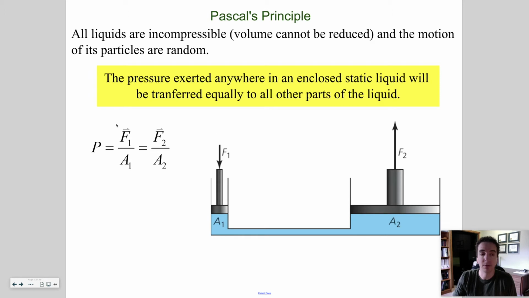This is what it looks like in terms of the formulas that you're going to have to do. Pressure is force per unit area. So notice the pressure exerted anywhere in an enclosed liquid. So here we've got pressure at location 1, pressure at location 2 is transferred equally to all other parts of the liquid.